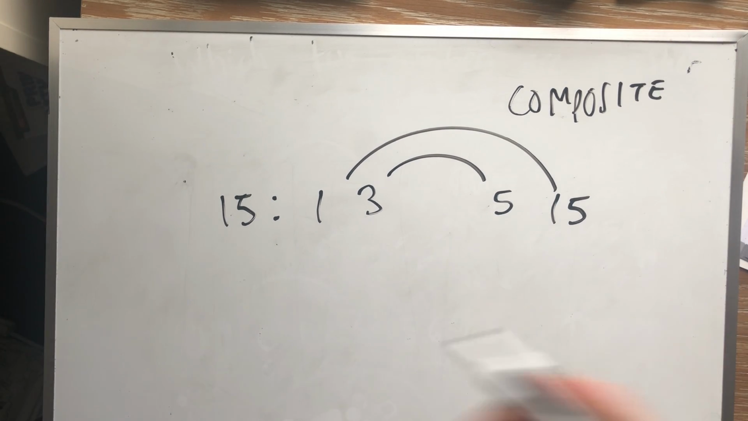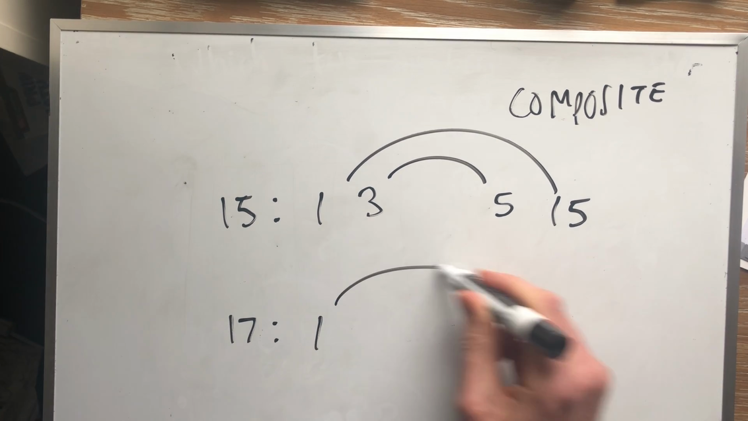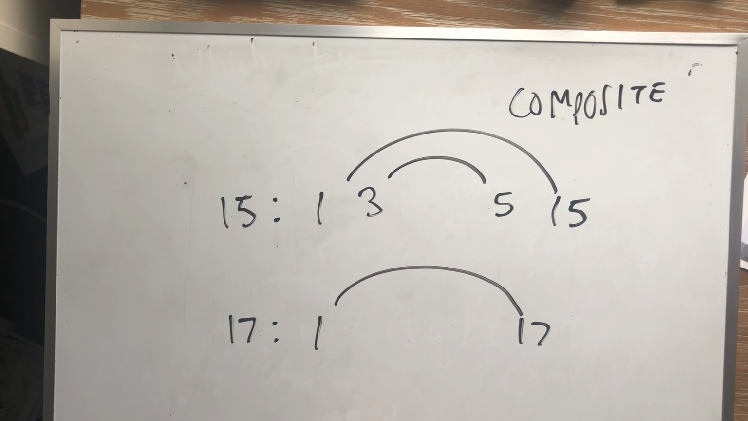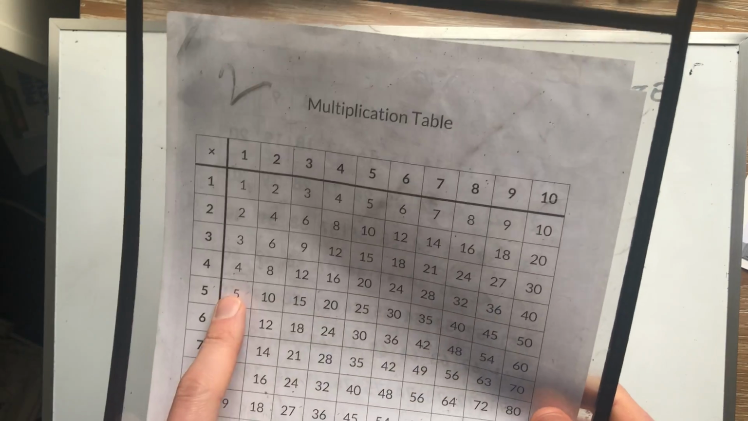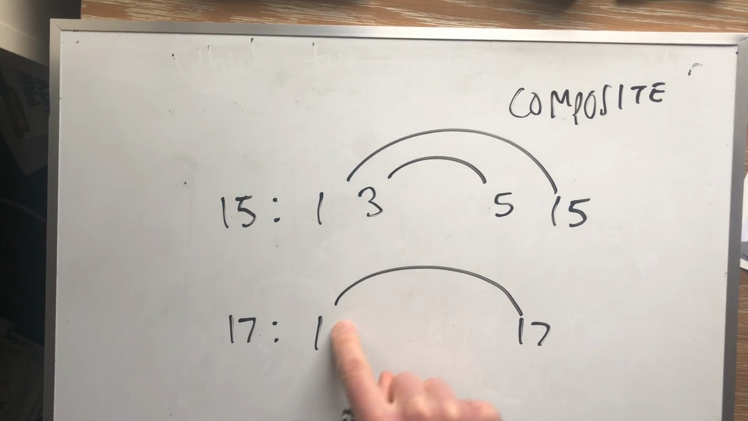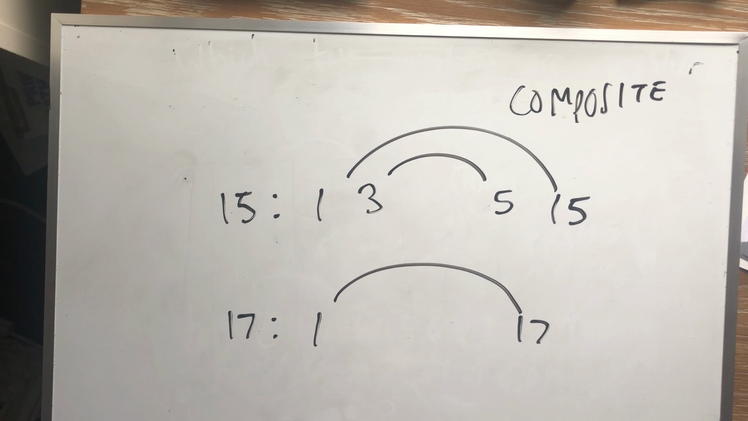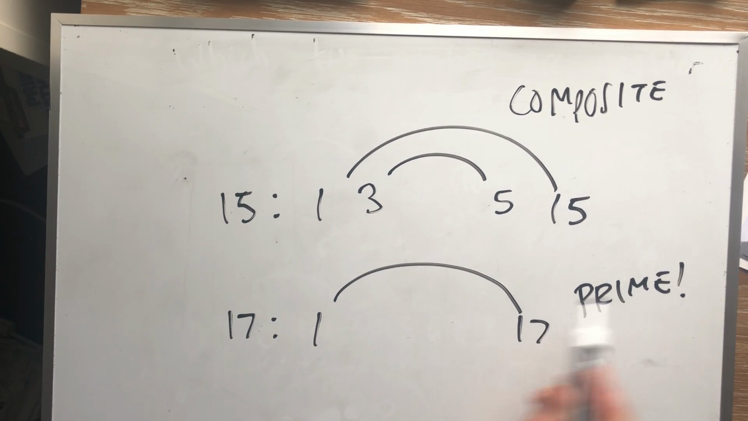What about, let's try 17. You know 1 and 17. 2 doesn't go in because it's odd. 2 goes in only even numbers. 3, does 3 go into 17? Nope. 4? Nope. 5? Nope. 6? Nope. 7? Nope. 8? Nope. 9? Nope. There's only one line, only 2 numbers, 1 and the number itself. What's that called? Prime. Prime means the only factors are 1 and the number itself.